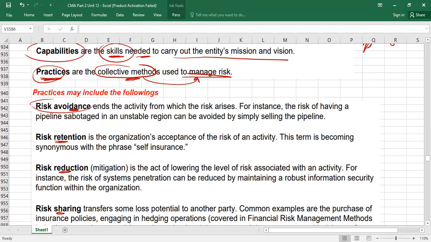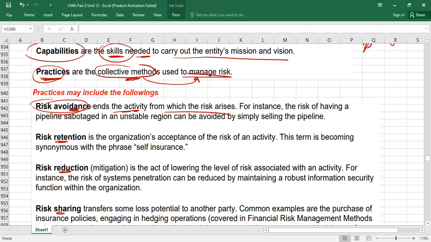Risk avoidance is the first method to manage risk. For example, let's assume you are going to invest into the stock market, and there is a risk. The risk is that you may have a loss on your investment. So how can you avoid that risk? Simply stop the investment in the stock market. So risk avoidance means ending the activity from which the risk arises. Simply, you will cease that action where the risk is arising. That is called risk avoidance.